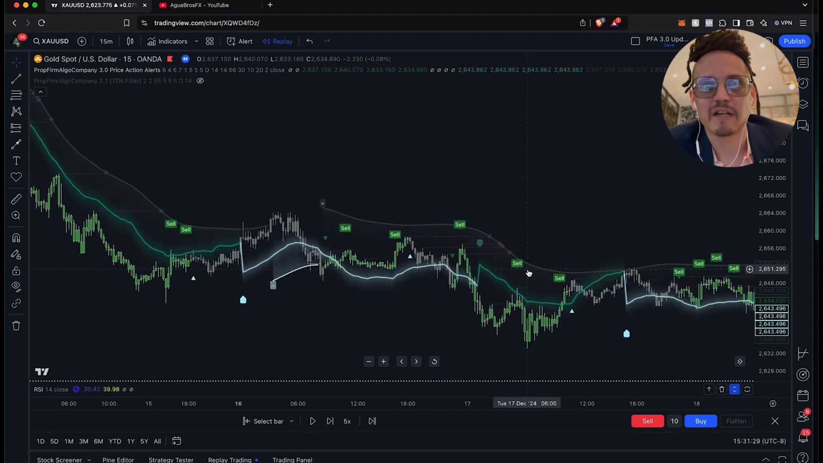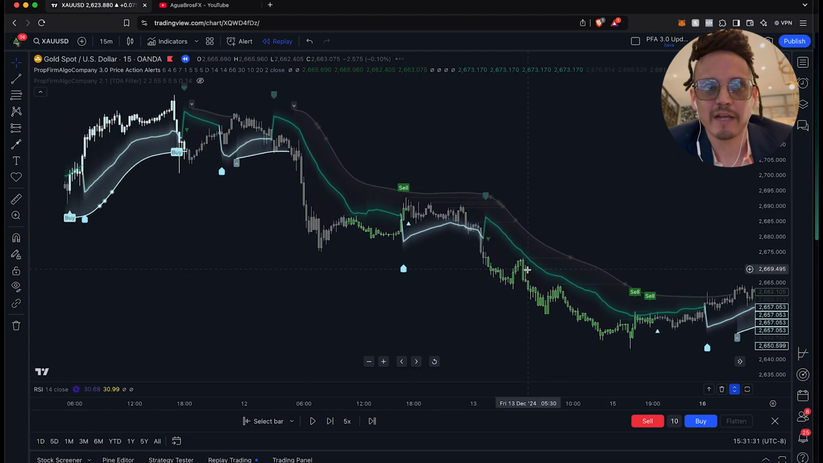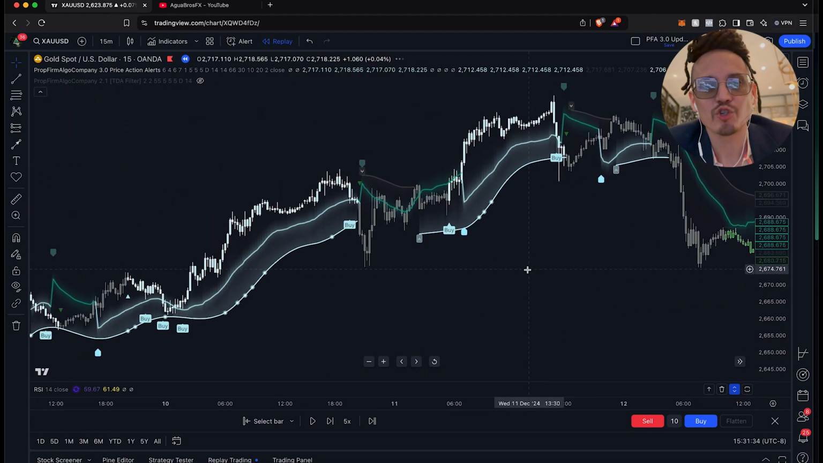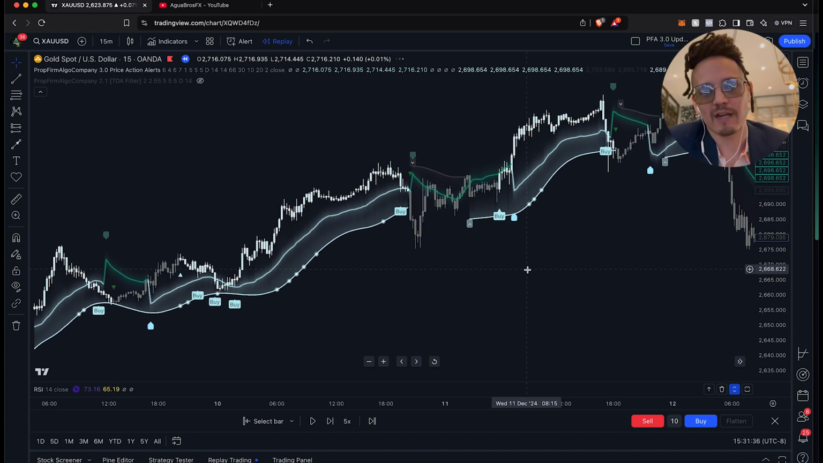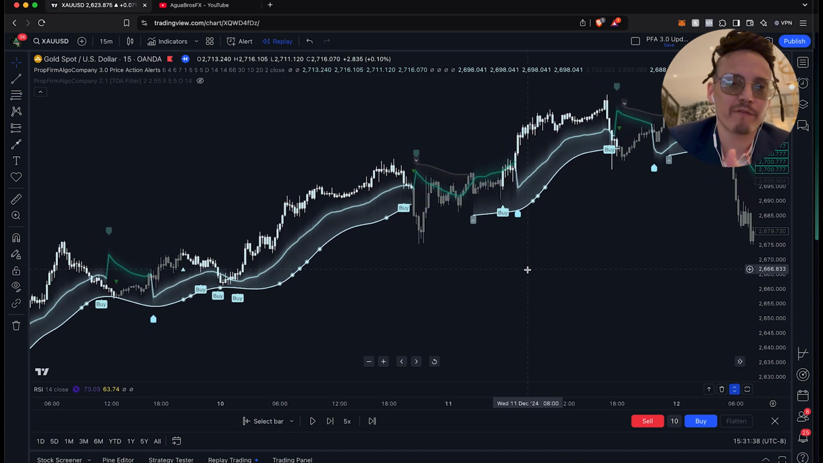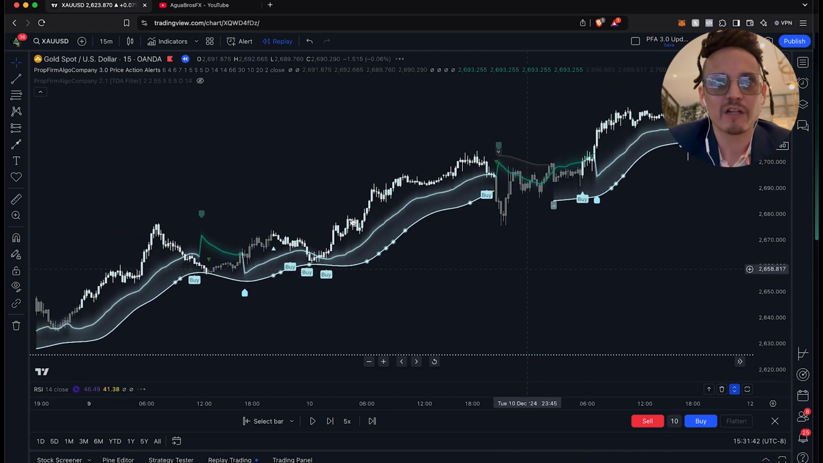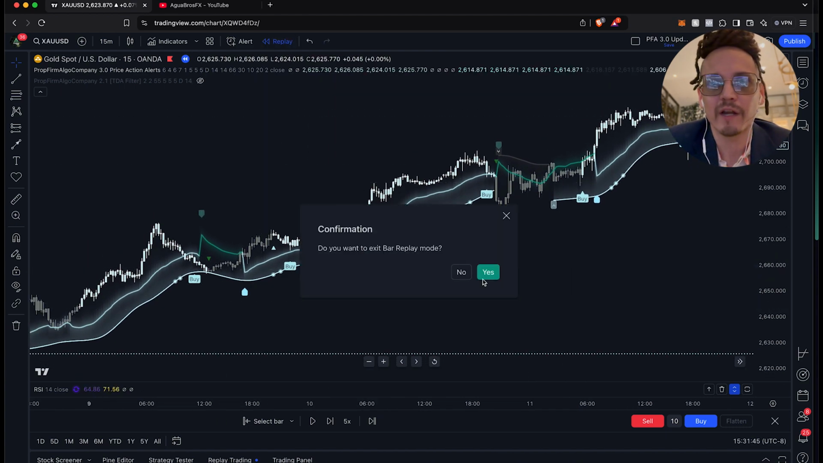So now that you understand the sell entry, guys, let's go ahead and look at the buys. And I'm going to show you right now how we can detect ranging markets and stay away from entries that are not favorable in bad market conditions. Let's start off with doing the replay mode right here.